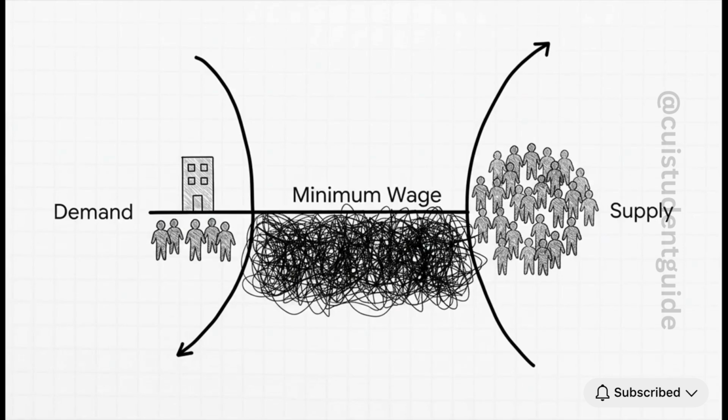The economic theory here is pretty straightforward. If the government sets a wage floor that's higher than what the market would have paid for certain jobs, businesses might hire fewer people. The result? More people want those jobs than there are jobs available.